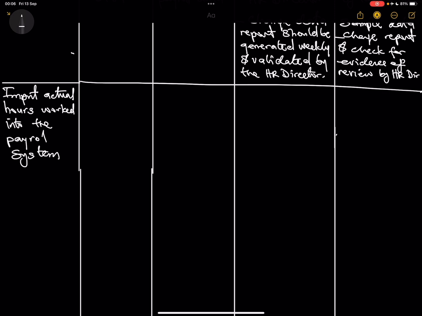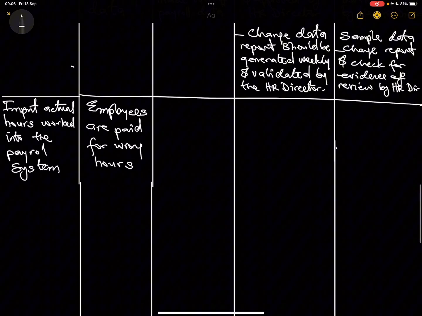And what could go wrong? What could go wrong is easy. Wrong hours. We pay for wrong hours. So employees are paid for wrong hours. That is what could go wrong. Either they are paid more than they worked or less than they worked. And our objective is to ensure that employees are only paid for hours worked.